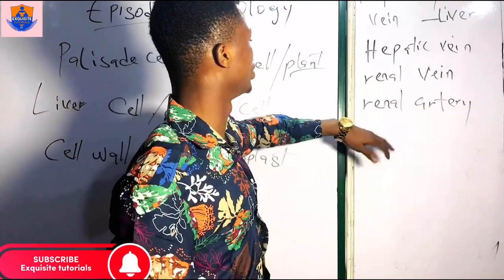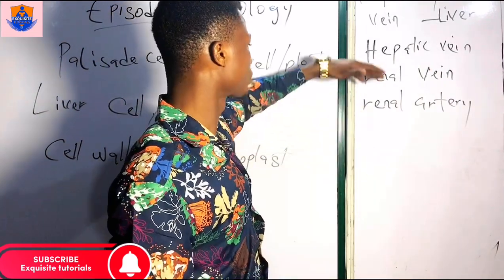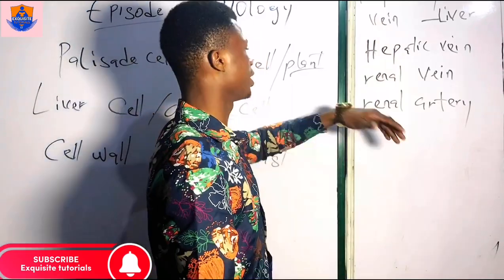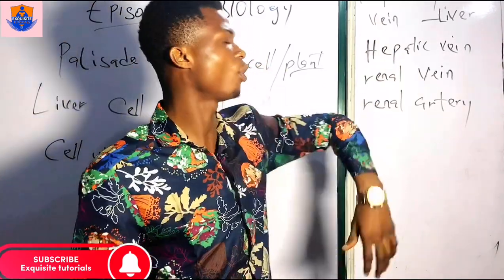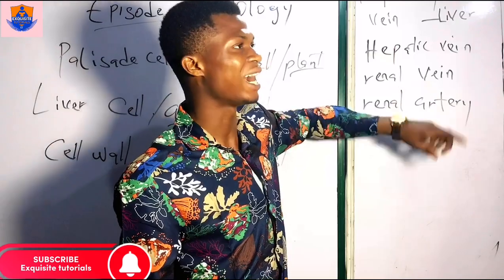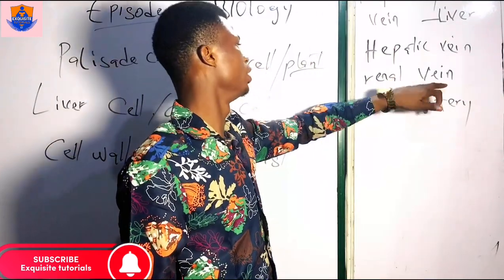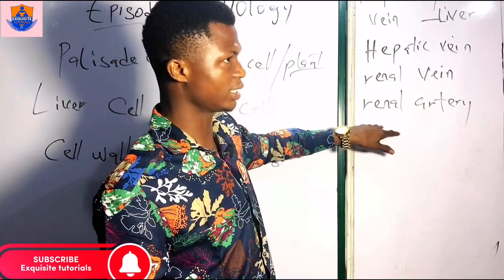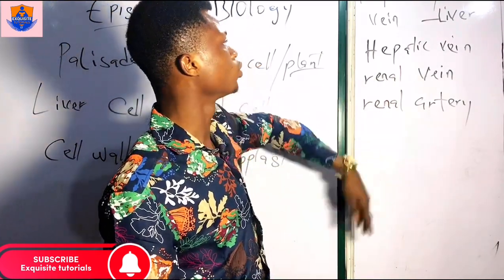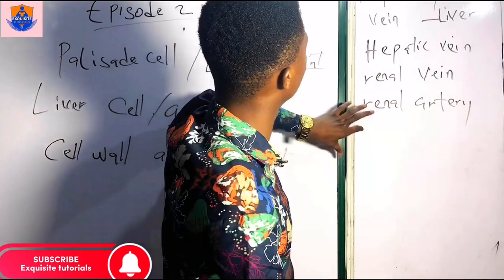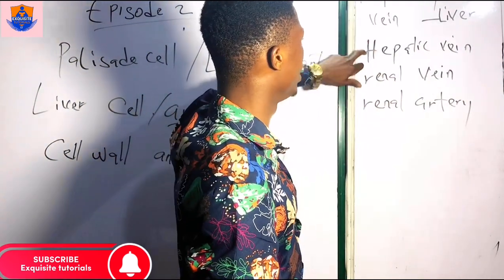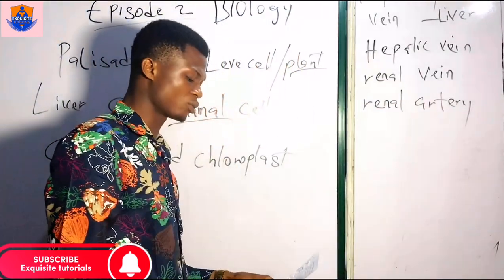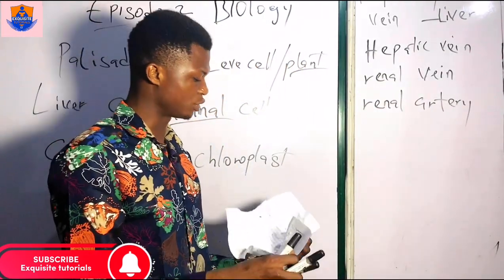Now the renal vein and renal artery. When we are talking about renal, we are talking about the kidney. The renal vein is responsible for taking deoxygenated blood out of the kidney to the vena cava, while the renal artery is responsible for taking oxygenated blood from the aorta to the kidney. So note this for hepatic portal vein, renal artery. You will get questions from there. Now let's proceed further.